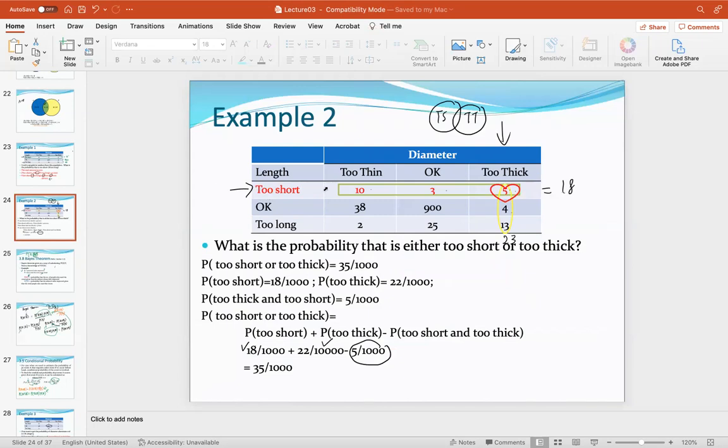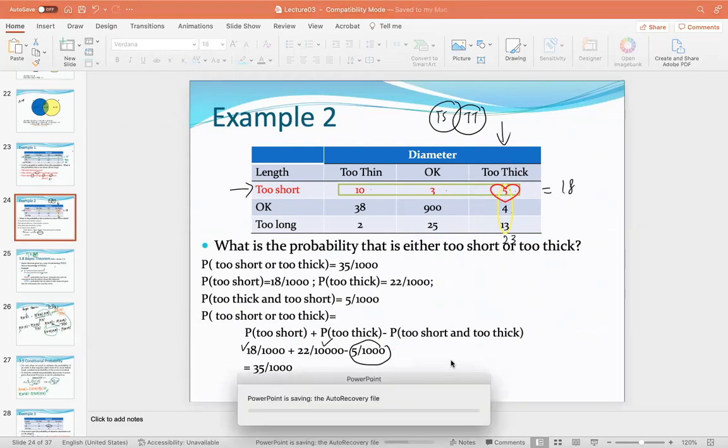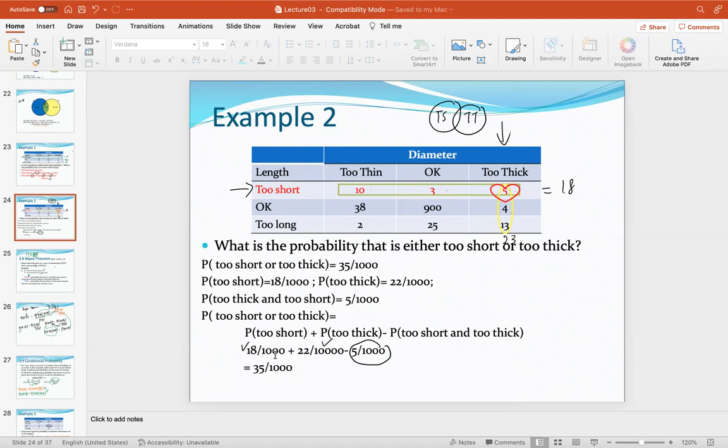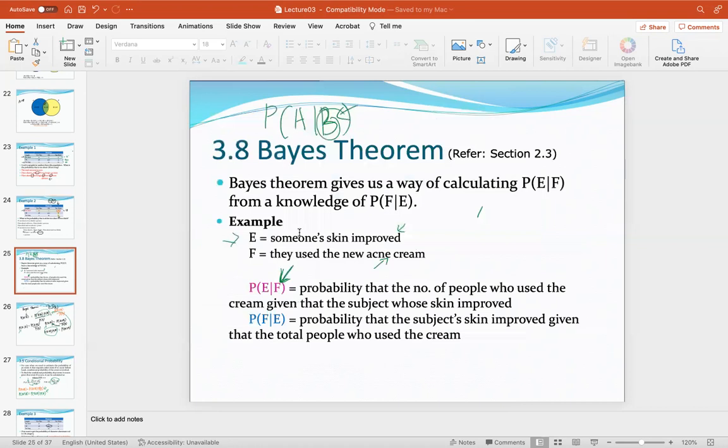It's just like the example we discussed last week. If I look at too short, I have 5 among them that are too short and too thick. When I look at too thick, I have 5 among them that are too thick and too short. So it seems like I counted twice on this part, and therefore I should remove one time the too thick and too short. All right, so do you understand? Okay now? So Bayes theorem, there's also one student confused on that.